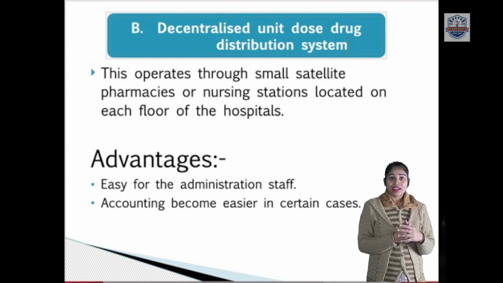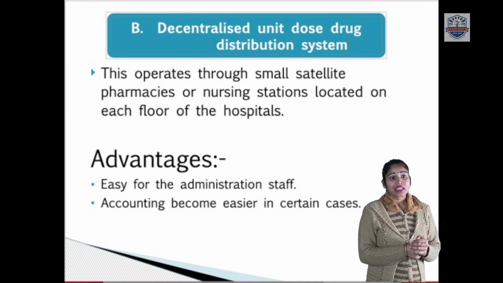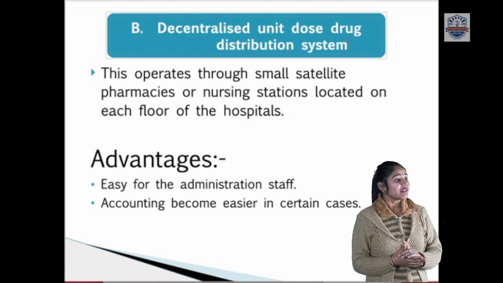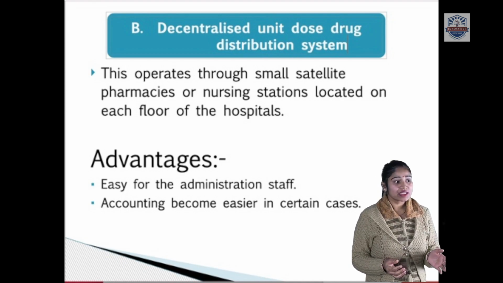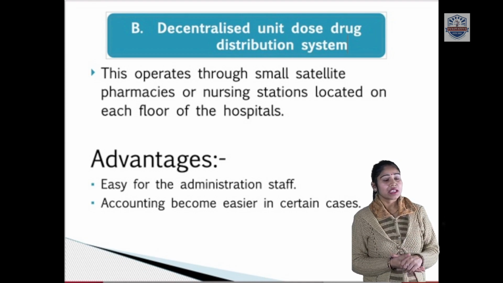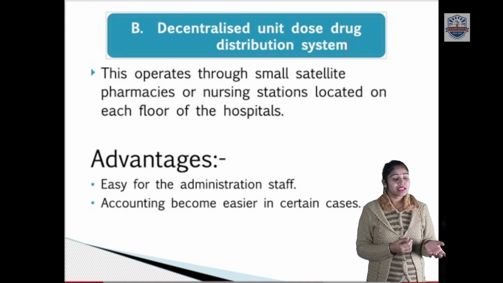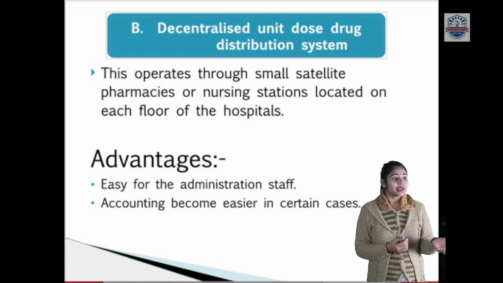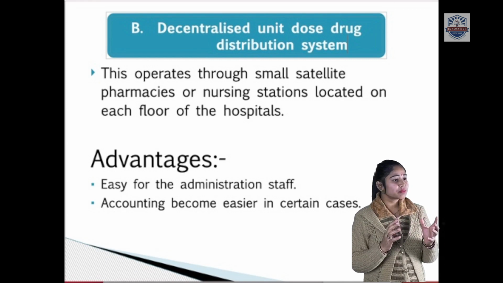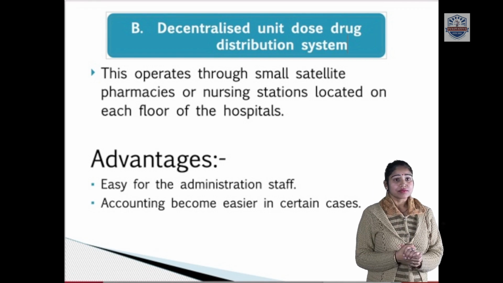Advantages of the decentralized unit dose drug distribution system. The first one, easy for the administration staff, as each nursing station has all the medication available on nursing stations and wards, so it is easy to dispense and distribute to the patients. Second, accounting becomes easier in certain cases. Decentralized is very important for accounting. In each ward and each floor, medication is provided to the patient.